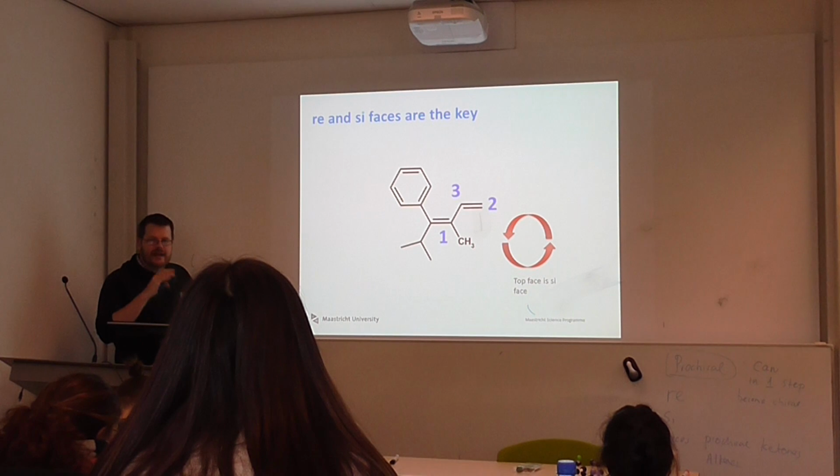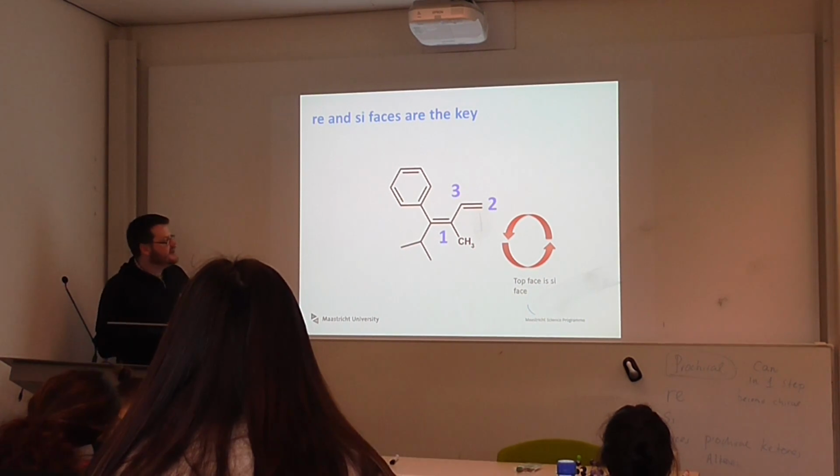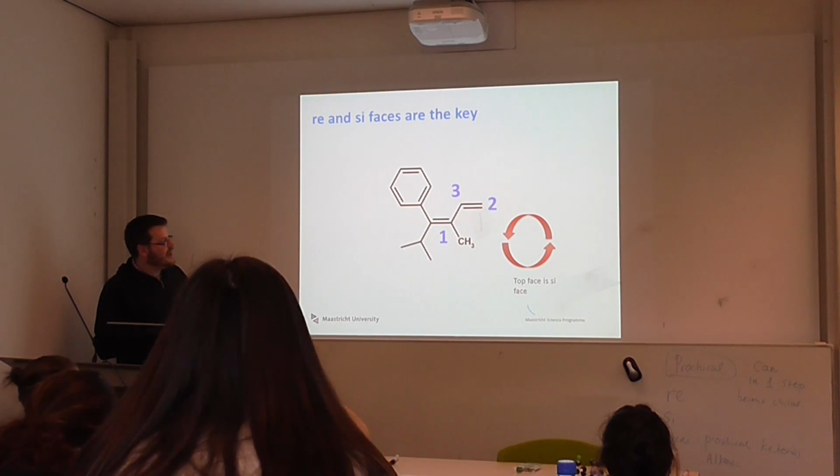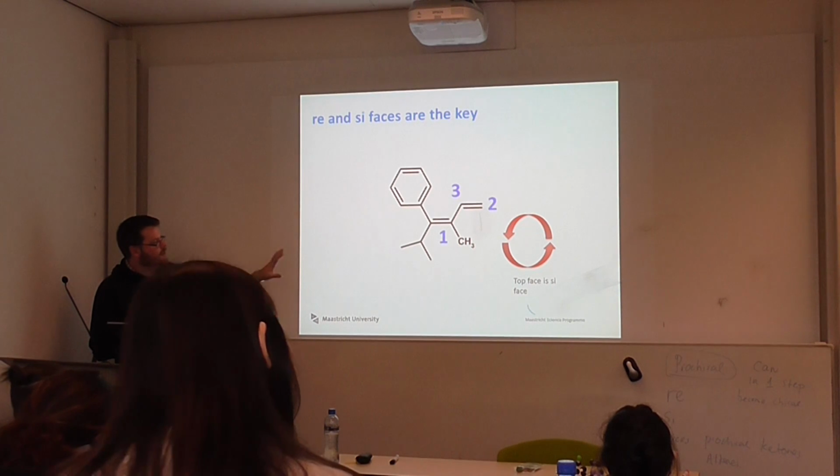Now again, let's get this right. How do we assign Re and Si faces? Here is an example of a prochiral alkene. We're looking at it from the top, right?